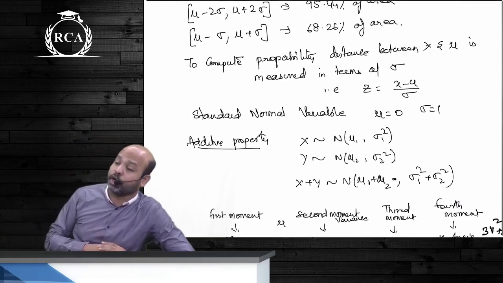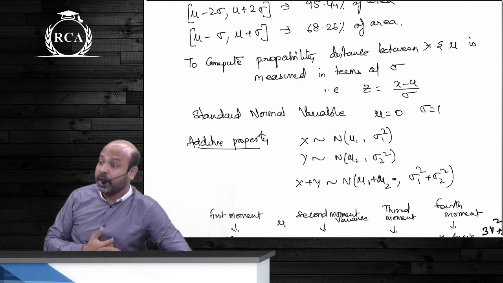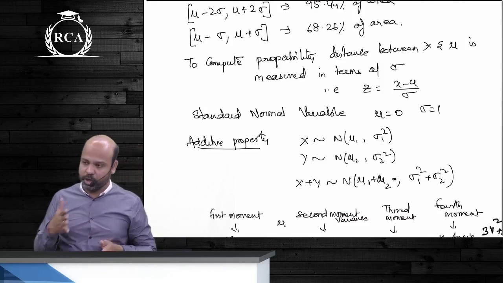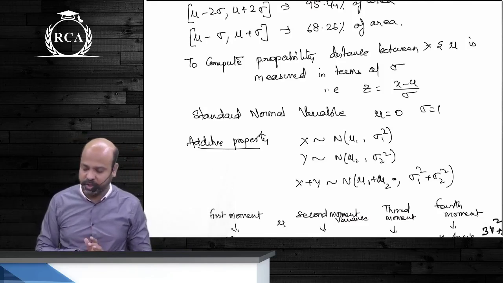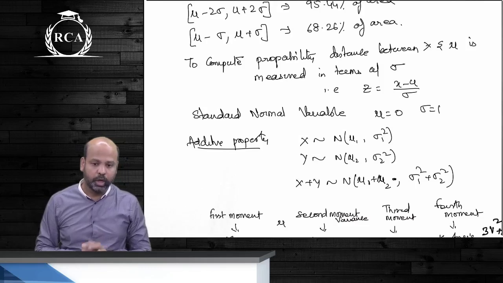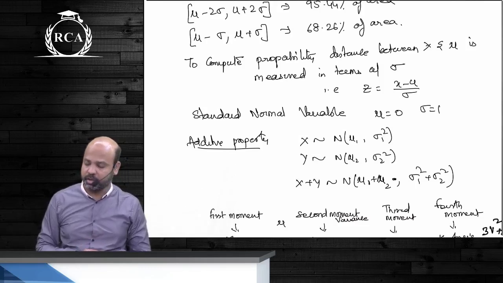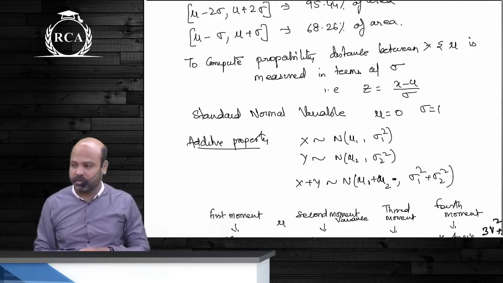So what will be your quartile 1? Negative 0.675. What will be quartile 3? Positive 0.675. Quartile deviation 0.675. Mean deviation 0.8. Points of inflection -1 and +1.